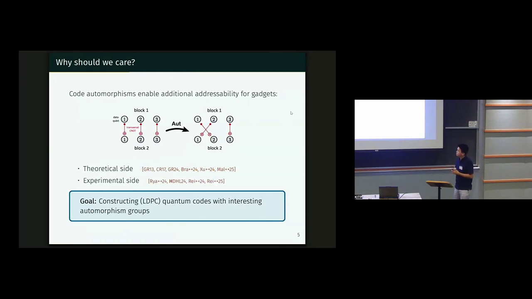There has been work done in the past on the theoretical side for automorphisms of quantum codes, and recent work on the experimental side.